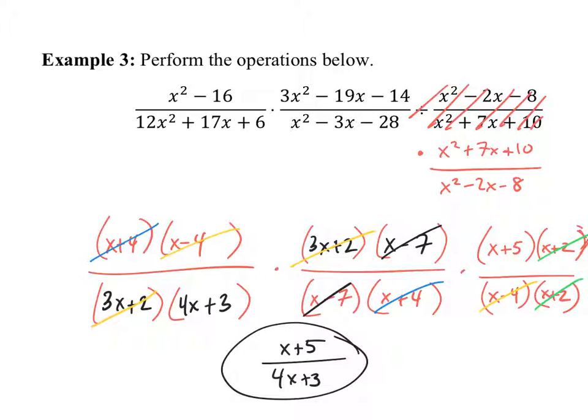Okay? And if there's a common factor, say x plus 5 and it's in every single term, yes, because then you would just take the GCF out of top and bottom.